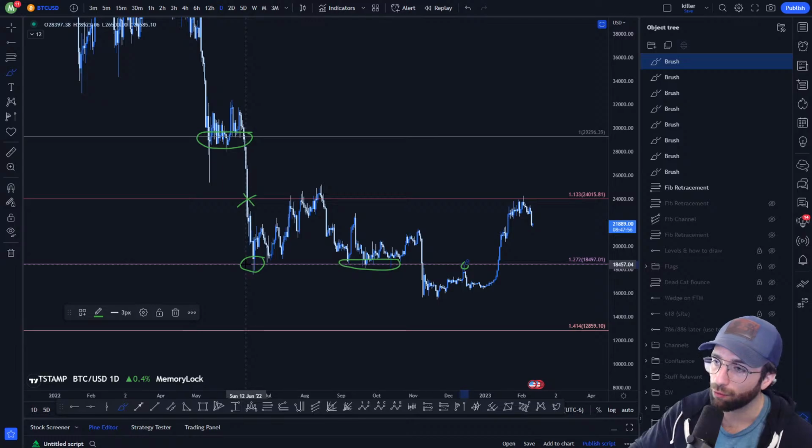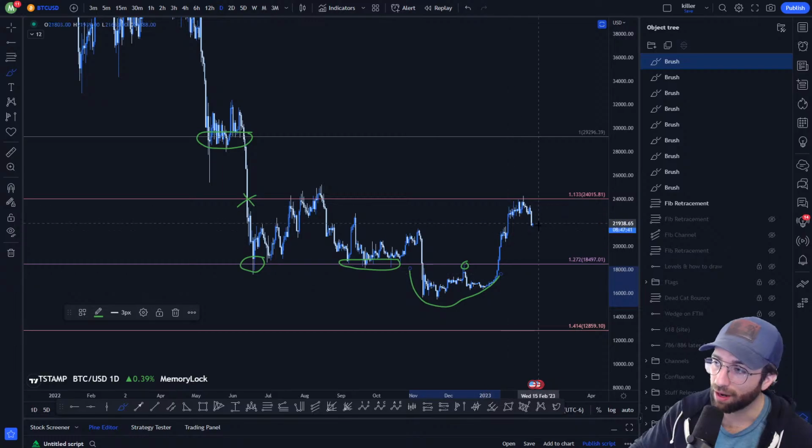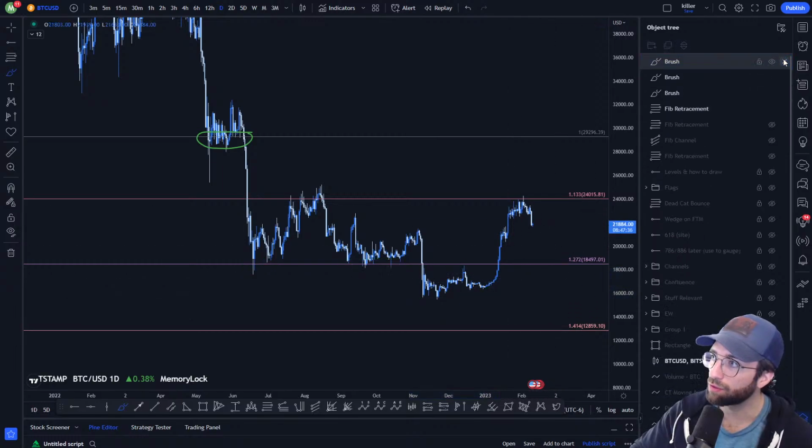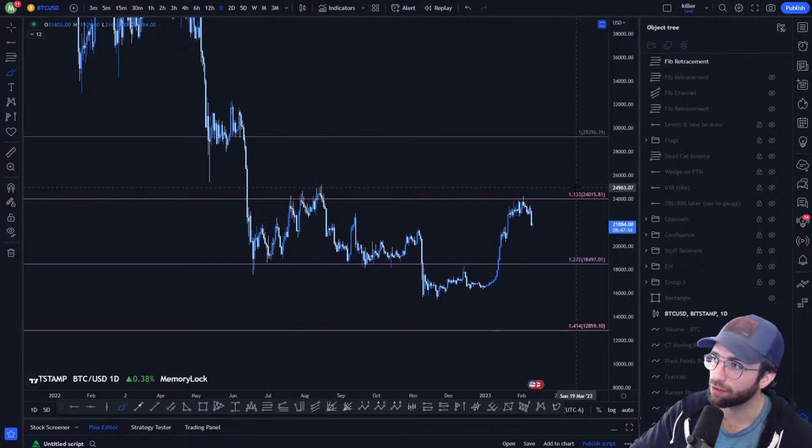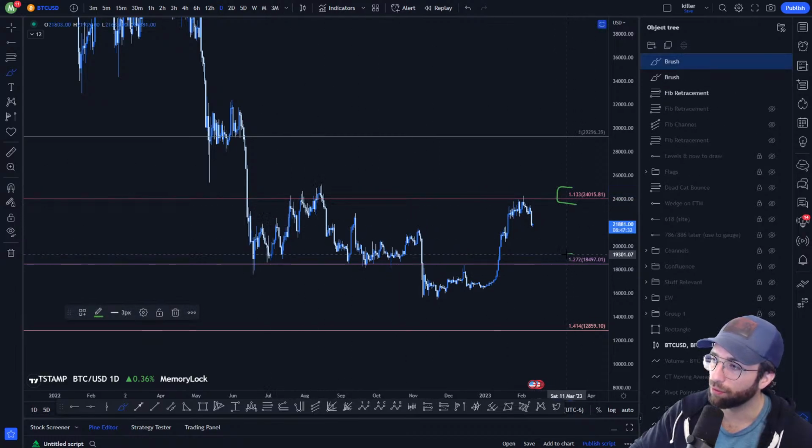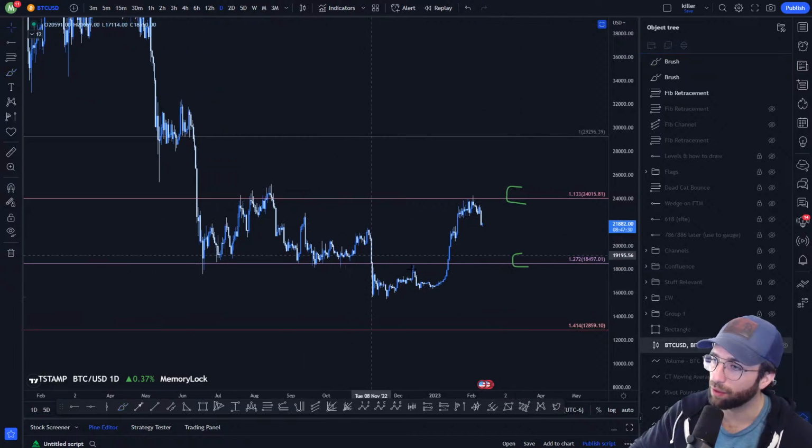It essentially gave us our range low for a range that we were in from June to November, right? Very long time. And as a matter of fact, it deviated, and now we're just back in the range again. What's cool too is that we're actually ranging essentially between the 1.133 and the 1.272, and we have been for quite some time.